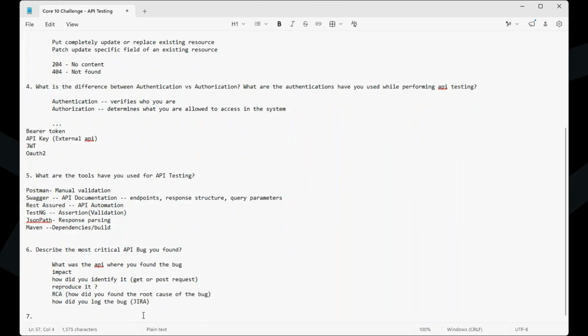Following question. This is also a common question. You can think about it. How did you test the API when there is no UI available, right? Or you can say how, in general, a question.